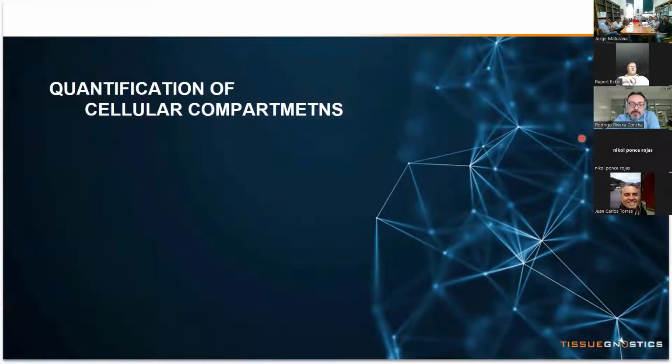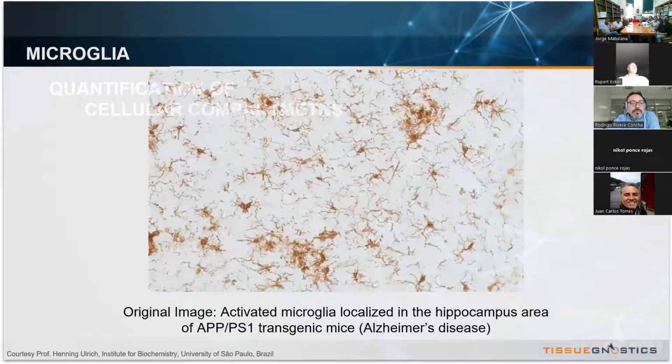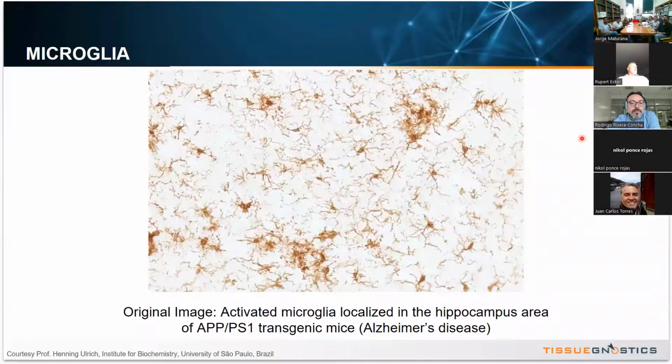Quantification of cellular compartments is also an important application. I have here one example from Professor Henning's lab in Sao Paulo at University of Sao Paulo. Professor Henning, as you know, is on site, and he can tell you probably more than I can. But what I have understood is that this is an application, an example of activated microglia. It's a mouse model to work on Alzheimer's disease.